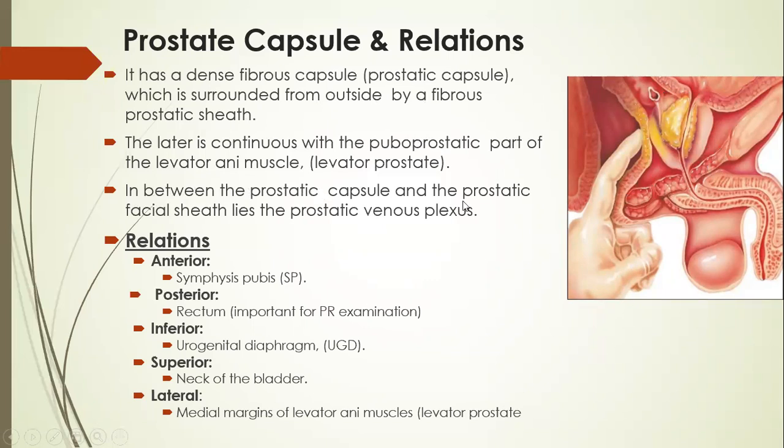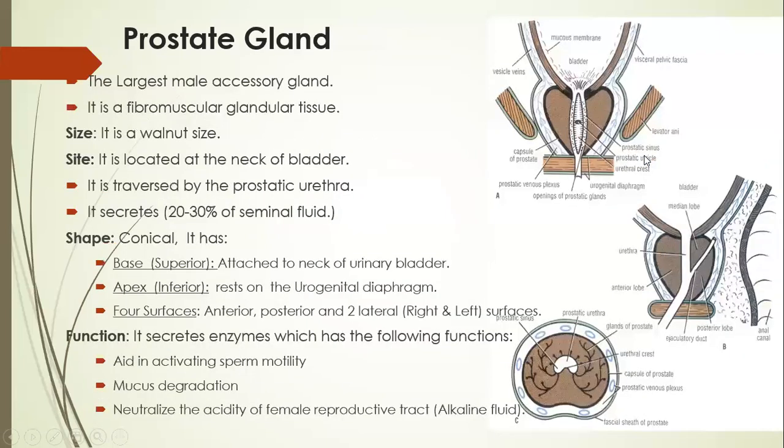In between the prostatic capsule and the prostatic fascial sheath lies the prostatic venous plexus. There is a very important plexus here. You can see this is the plexus around the fibrous capsule, and this is the prostatic sheath outside.